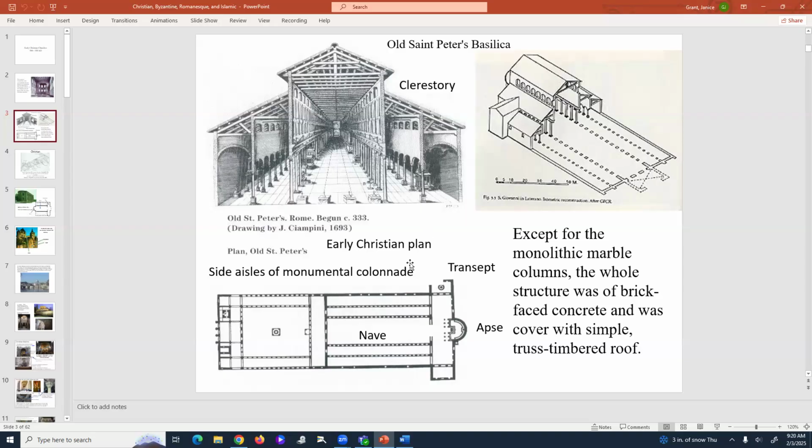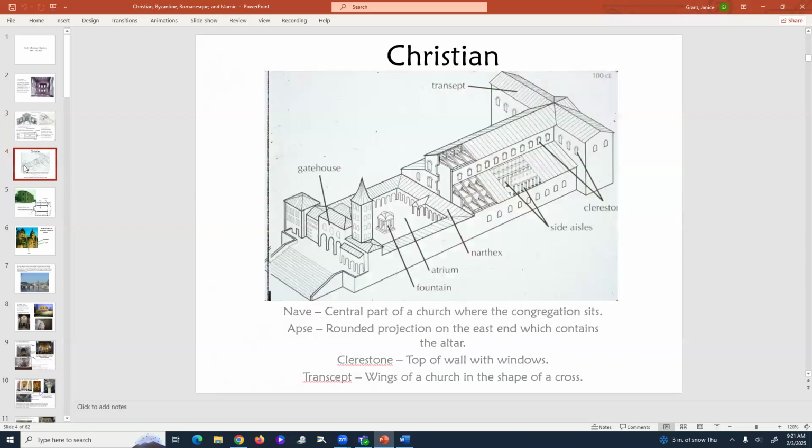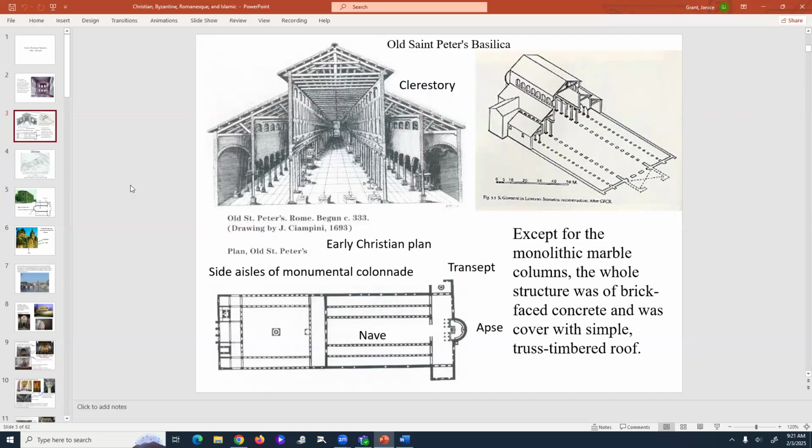So we have these side aisles, and the apse is spelled A-P-S-E. I haven't looked that up. How do you pronounce that? Yeah, apse. But we do have these side aisles that are flanked by this colonnade.